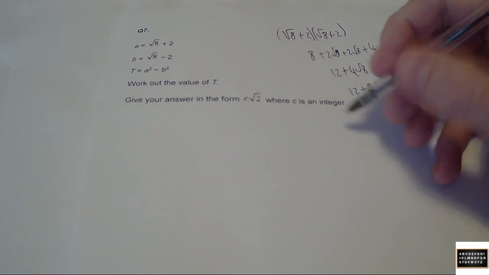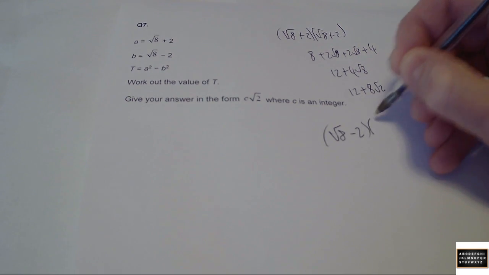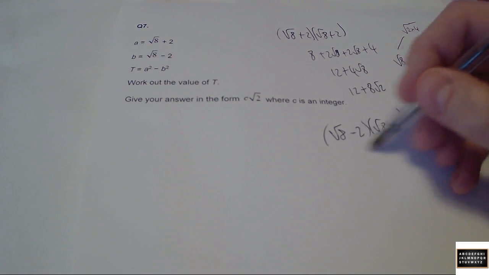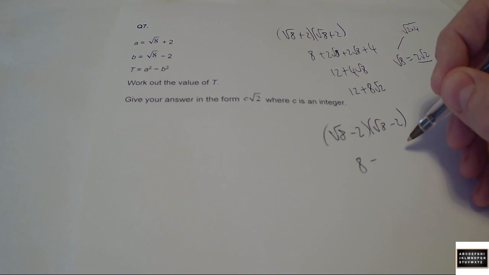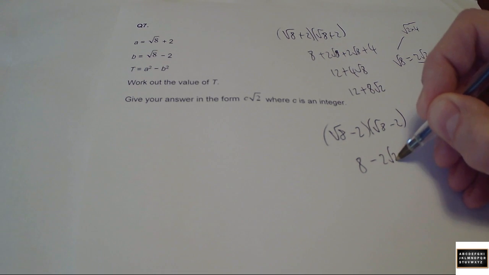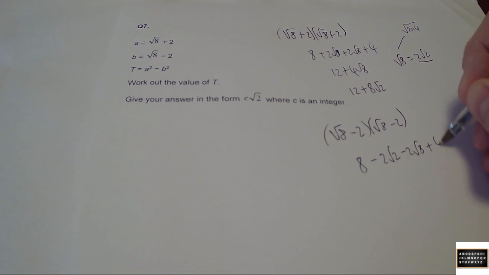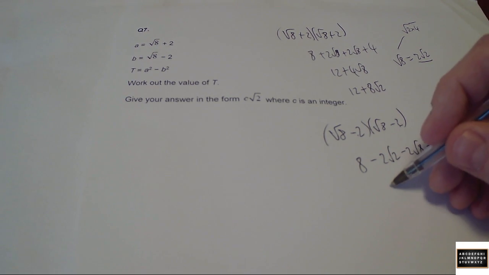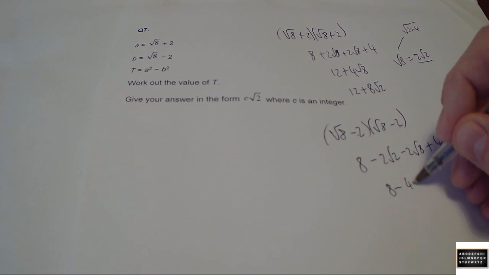We're going to do b squared now. So underneath I'm going to do root 8 minus 2 all squared. So root 8 minus 2 times root 8 minus 2, same thing again. So first two terms, outside terms, inside terms, and then last two terms. Be careful with the signs. Minus 2 times minus 2 makes plus 4. And then we're ending up with 8 minus 4 root 2.